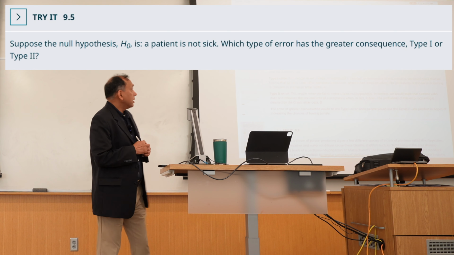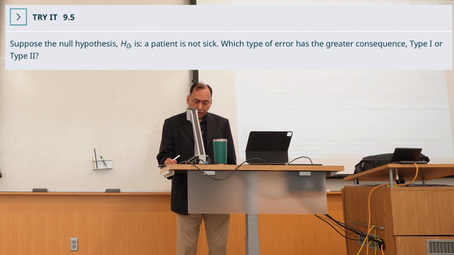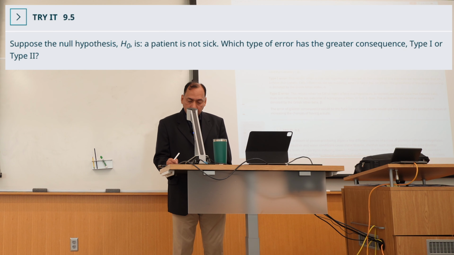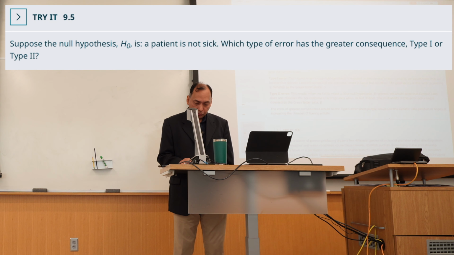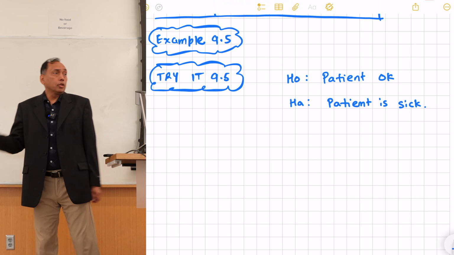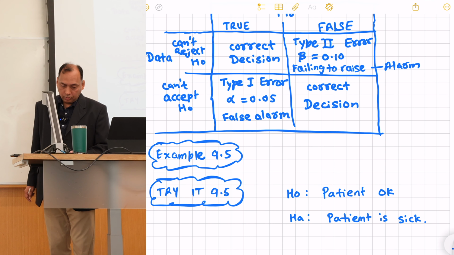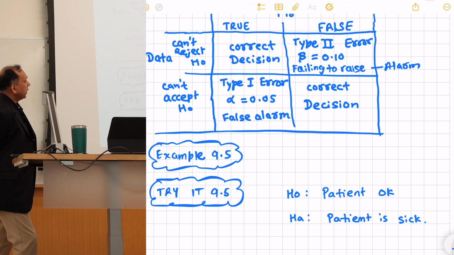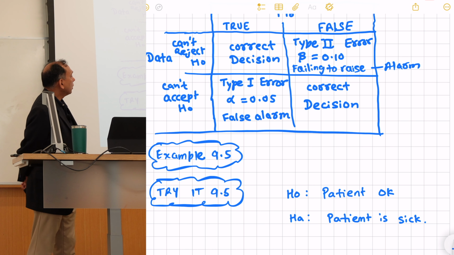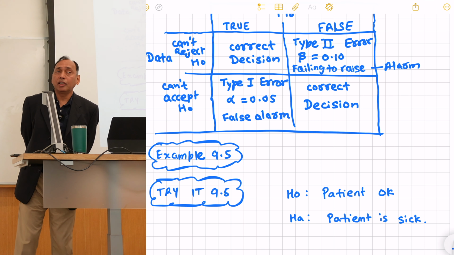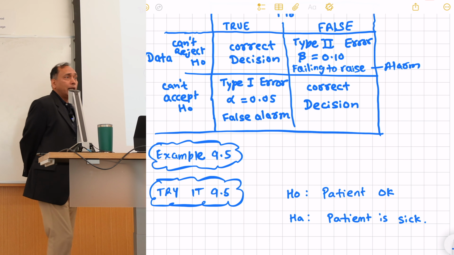Suppose the null hypothesis H0 is a patient is not sick. So which type of error has greater consequences? Type 1 or type 2? In this situation, what do you think? If you combine what you see here and this situation, patient is okay or not okay, which one do you think is more serious? Type 1 error or type 2 error?